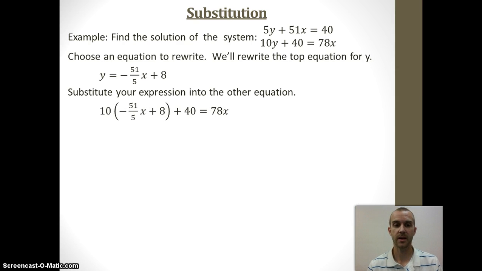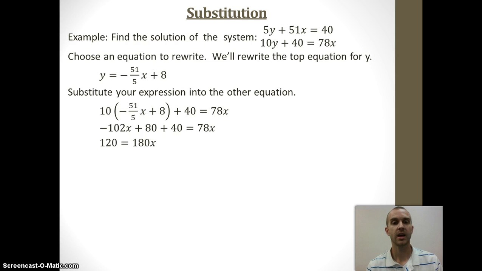Now I'm going to simplify. I distribute the 10 to everything inside the parentheses, then combine like terms and solve my equation. I'd end up with 120 equals 180x, and when I divide by 180 and simplify, I get that x is 2/3. That would be hard to see on a graph, because most of the time our graphs are broken down into integer values.